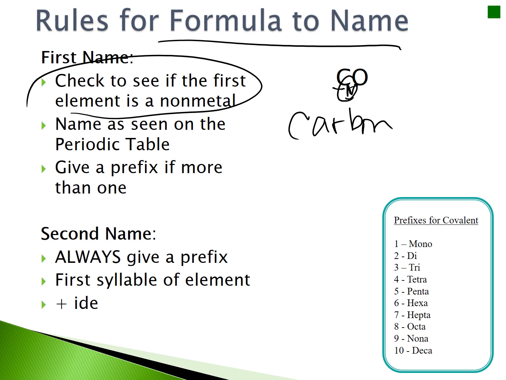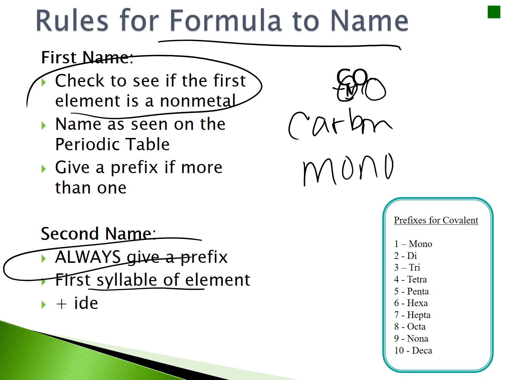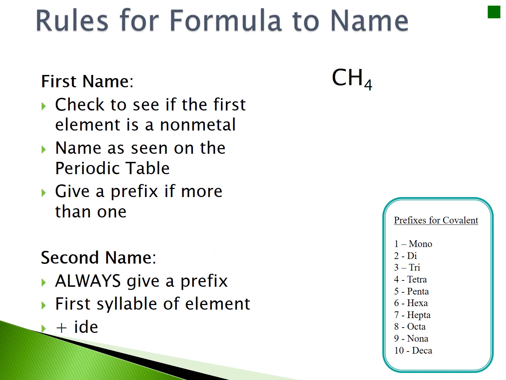The second name, always give a prefix. Right now there is 1 of them, so it's mono. Then the first syllable of that element, which is ox. So it's mono because it's oxygen, so it's ox, and you don't do that O-O back to back. So it's not mono-ox, it's monox. And then add an ide. That ide ending is the same as with the ionic. For that second element, you always add the ide ending. So with CO, it's carbon monoxide.